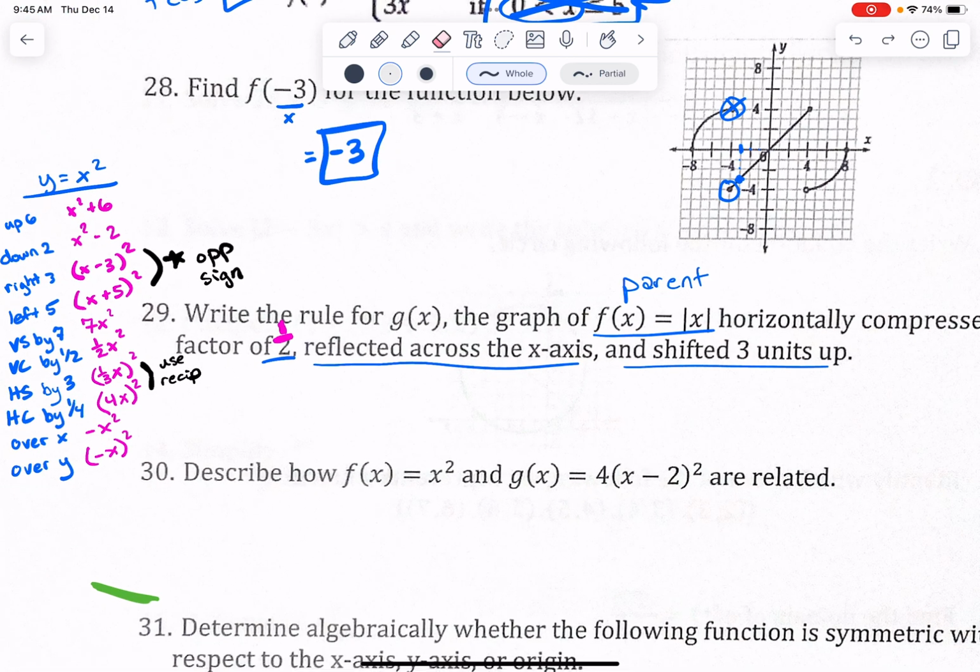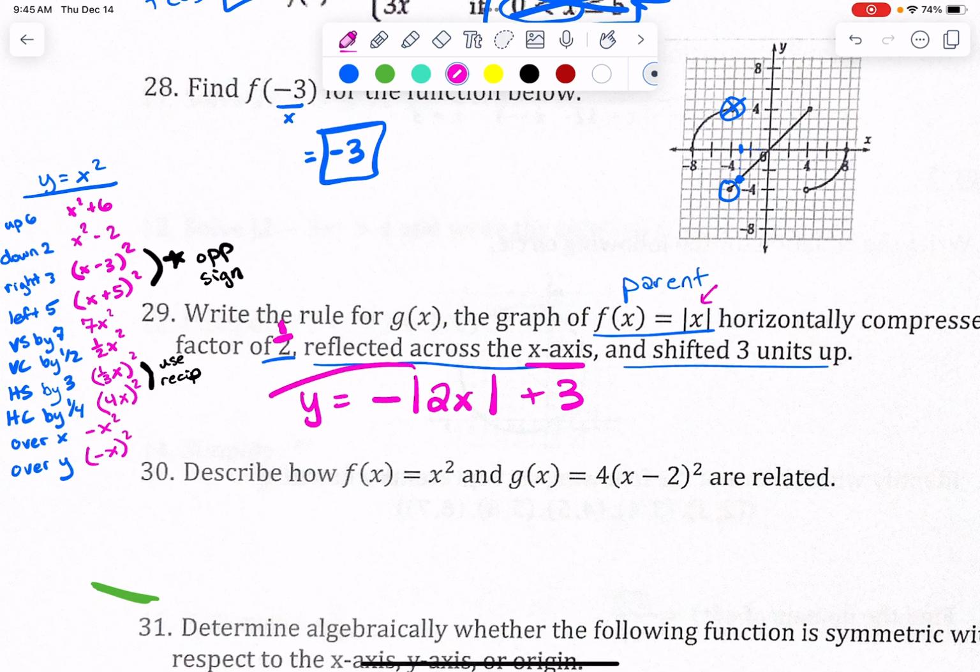In this case, it's going to become 2, but he's inside of absolute value bars instead. So I have the absolute value of 2x is what he will look like. And then I want to reflect him across the x-axis, which means the negative goes on the outside. So he goes like this, and then shifted 3 units up, so plus 3. So this is what my new function will look like. Oh, they want us to call it g of x. That's what he will look like.